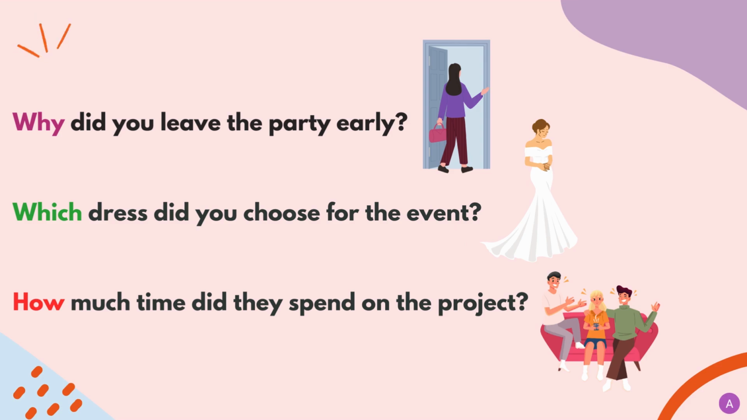The first example here is: why did you leave the party early? The second example is: which dress did you choose for the event? And the last one is: how much time did you spend on the project?